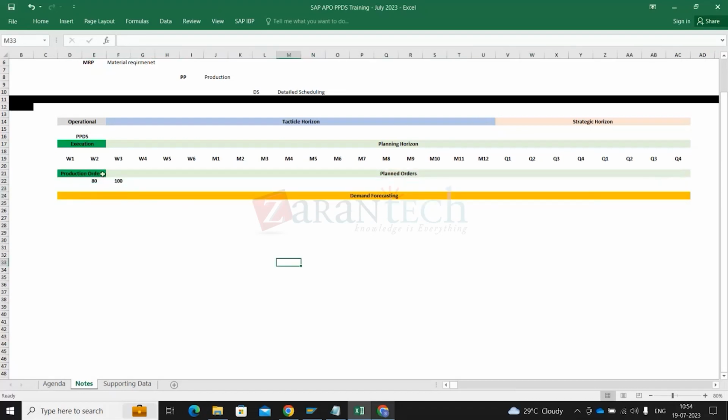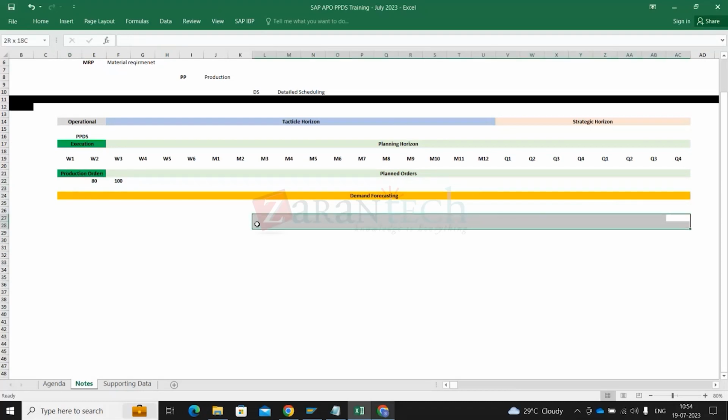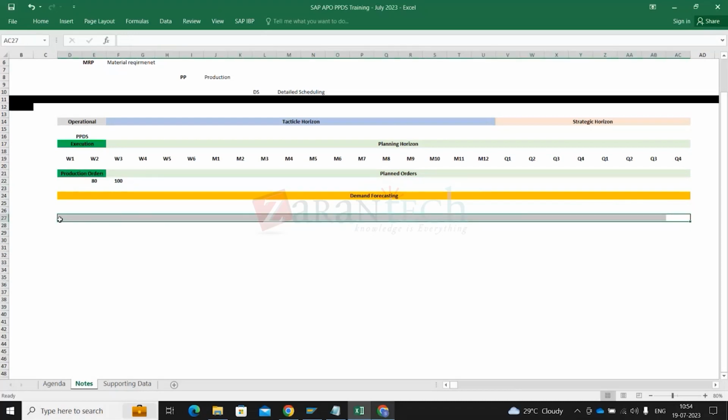Why? Because in this horizon, you may be getting 100 demand. Against 100 demand, when it was here, you planned for 100 planned orders, but when you actually produce, it is only 80. So that 20 demand is not fulfilled, and that is creating a supply chain problem. And this is the reason that we have to do the entire end-to-end planning.